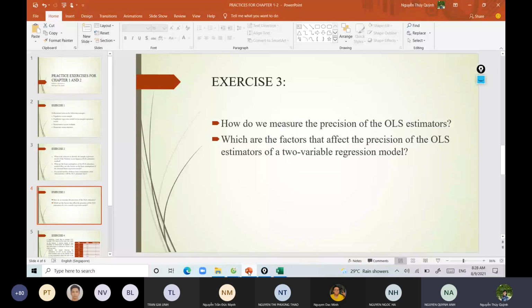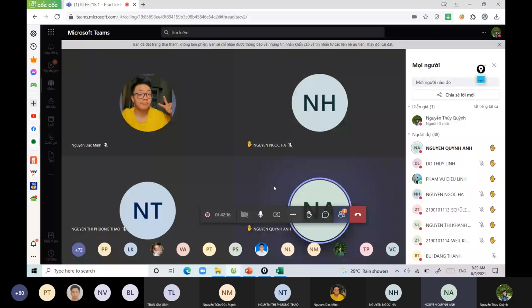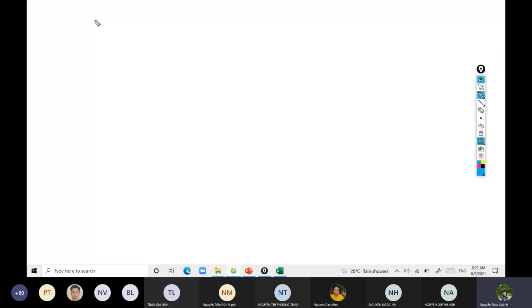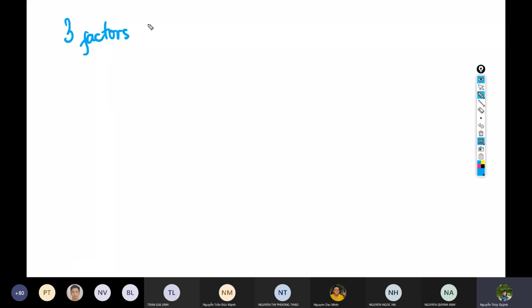There are 3 factors that affect the precision. They are sigma squared, the sample size, and the sum of x_i squared. All right, so we have 3 factors. Say that we have 3 factors that affect the precision of the OLS estimators.